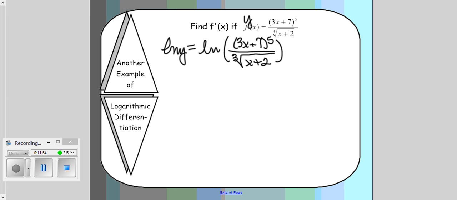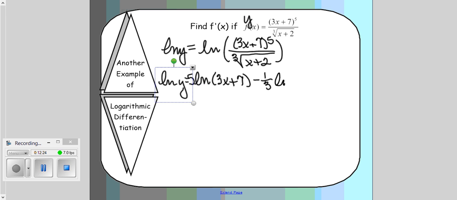See, that right-hand side has all that stuff going on, but when you use natural logs, it expands so nicely. So you have natural log, and then that would be 5 in front of it, 3x + 7, minus, and then a 1/3 natural log of x + 2. So really nice to expand it out like that, and then just take your derivative.